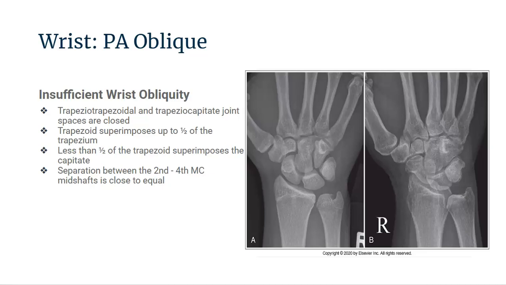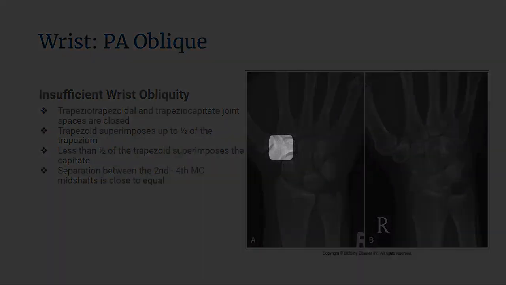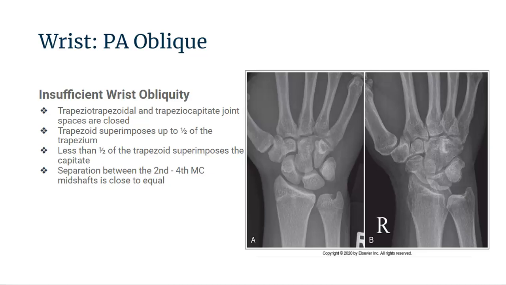trapezoid can be identified because it has a cone-like shape with a wider posterior end and a pointed anterior end. When the wrist is more in a PA projection, which is representative of figure A here, the trapezio-capitate joint will be parallel to the central ray and appear as an open space. However, the trapezio-trapezoidal joint space is closed because the trapezoid overlaps about half of the trapezium. To correctly open that trapezio-trapezoidal joint space, the wrist must be obliqued in that 45 degree.